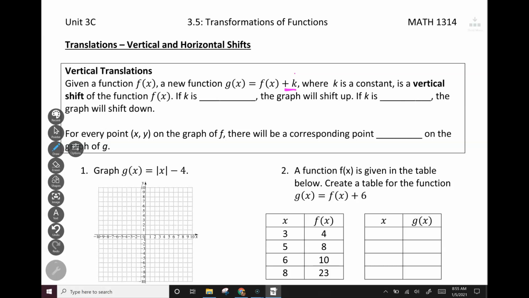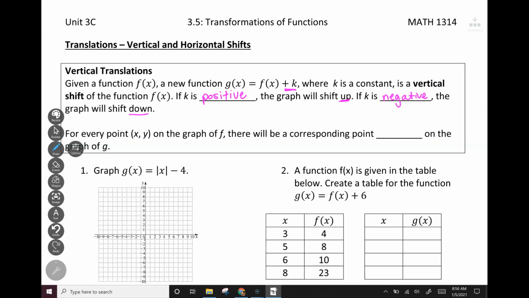So anytime that number is being added outside of the function, it's going to cause that vertical, or up or down, shift. If k is positive, the graph is going to shift up. Okay, so that's if you have a plus k here at the end. If k is negative, the graph is going to shift down.